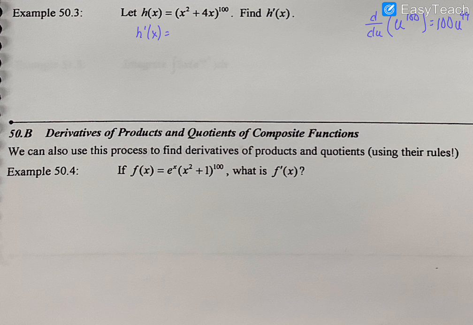So let me go back to the actual problem now. h prime of x, the derivative of x squared plus 4x raised to the 100th. So think the derivative of something raised to the 100th is 100 times the something, so x squared plus 4x raised to the 99th. So bring the power out front and then subtract 1 from the power. Now, I said something in there, right? So that means now we have to do times the derivative of something. And what is the derivative of x squared plus 4x? And that should be 2x plus 4.